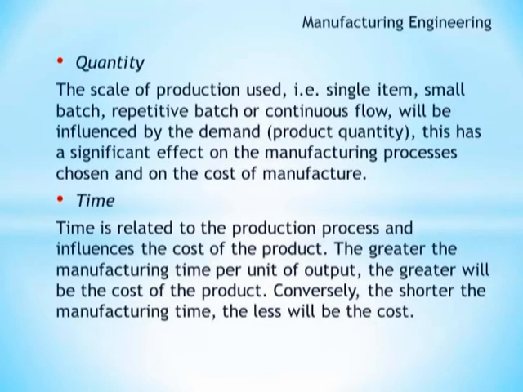Quantities. The scale of production used, i.e. single item, small batch, repetitive batch or continuous flow, will be influenced by the demand product quantity. This has a significant effect on the manufacturing processes chosen and on the cost of manufacture. Time. Time is related to the production process and influences the cost of the product. The greater the manufacturing time per unit of output, the greater will be the cost of the product. Conversely, the shorter the manufacturing time, the less will be the cost.